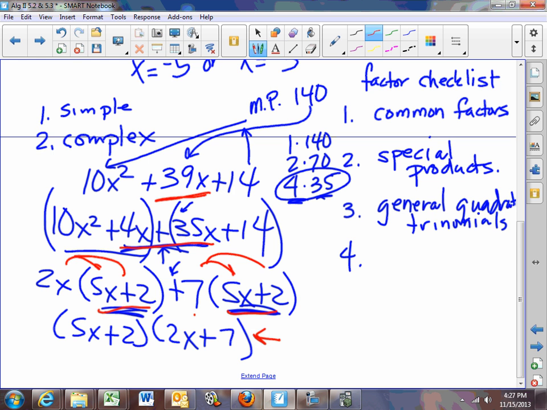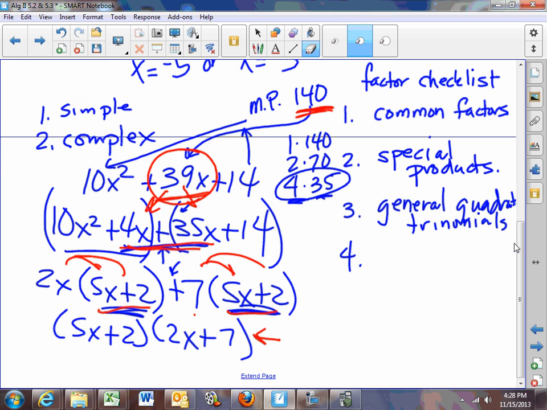What this method enables you to do with the master product is to identify how to split up this middle term into two terms so that you can, in essence, unfoil the problem. The 39x is the piece of the quadratic trinomial where information is hidden, and this master product will enable you to find that information so you can split the middle term and factor that polynomial. Now, I recommend you go back over this and try to do that, but I would like to do another example so that you'll see how this works also with negative signs.